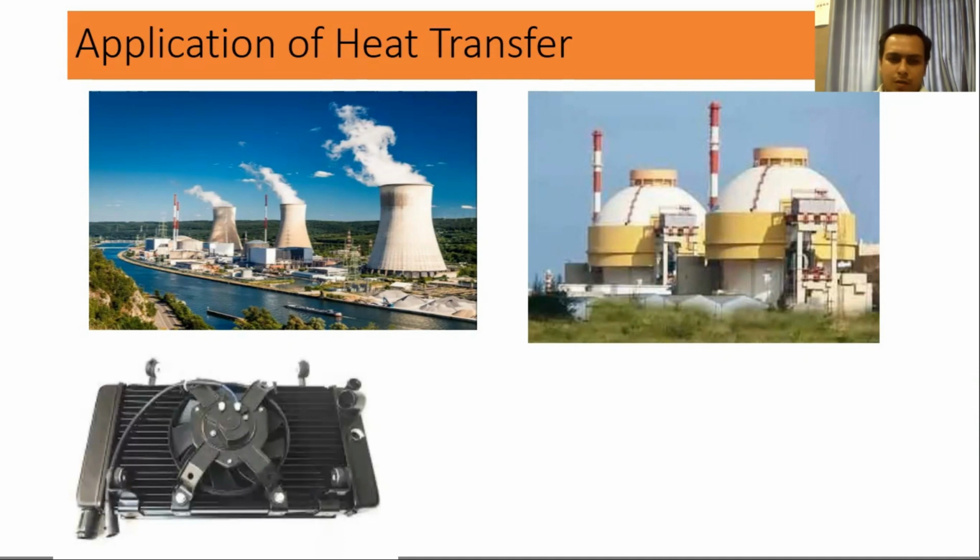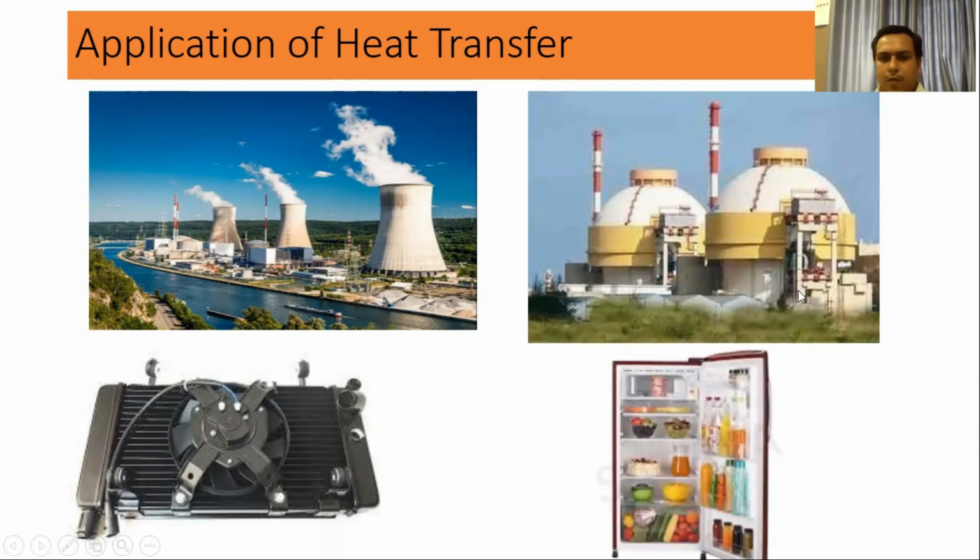If you go to automobiles, then in the automobile industry there is one important component in every car, that is the radiator. In everyone's home we have a refrigerator, so the refrigerator also has a heat exchange process in it.